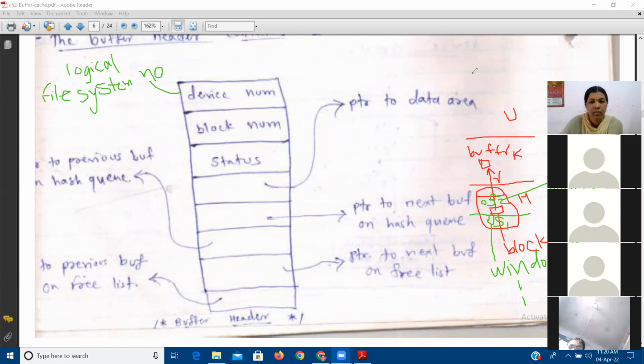Device number is a file system number. In hardware, there are two operating systems. In that, which operating system are we going to select, and that operating system number is the device number. Good. So it seems that you understood something from me. So I will repeat once again what the device number is.